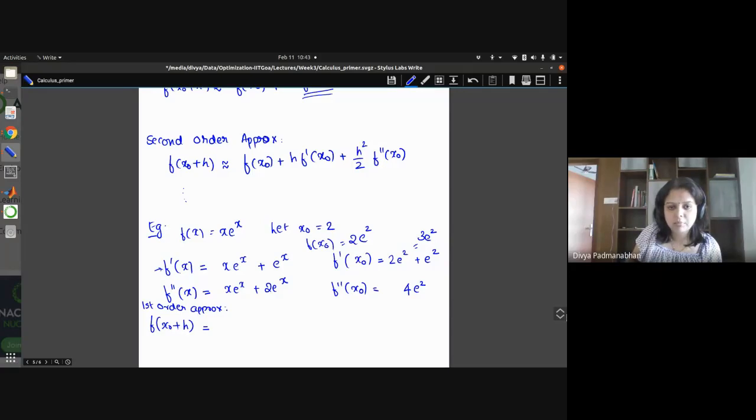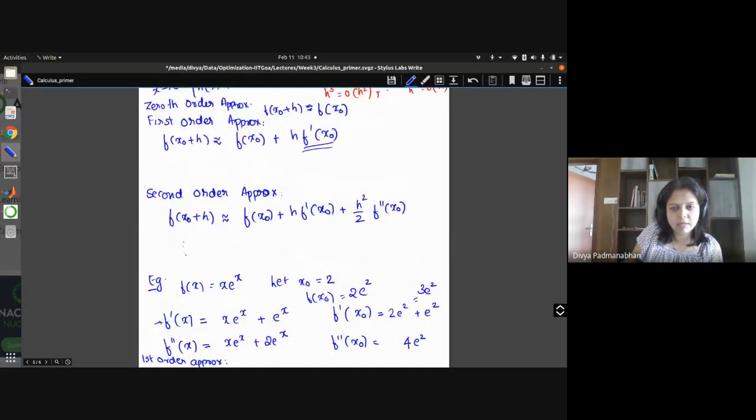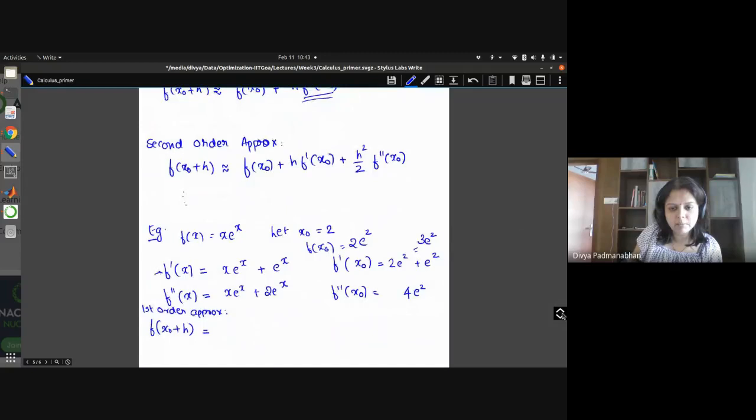So remember, you just need to plug in these values, f of x naught plus h. Okay, so it's just f of x naught plus h times f prime. So can somebody tell me?